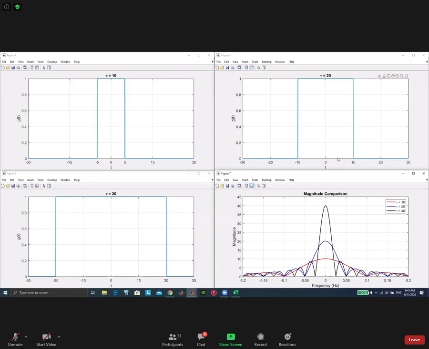Okay, and if it's larger, like this 20, then that corresponds to the blue graph over here. So if it's larger, then the bandwidth is smaller, okay? And if it's even larger, like here, oh, sorry, this is 40. This is not 20. This is 40. So 40 divided by 2 is 20. So 40 has the narrowest bandwidth.